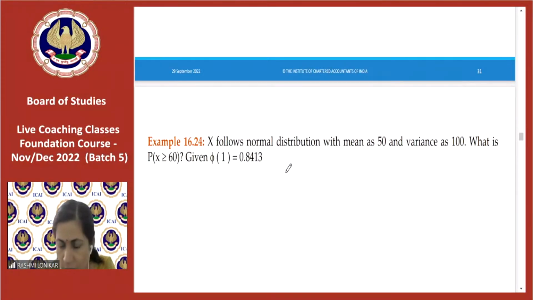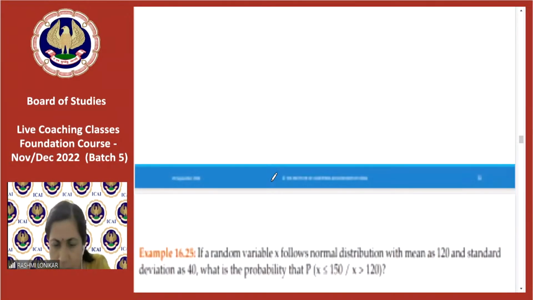Okay, so have you understood this? Sum 16.24. Yes, Vaishnav, you can do that also. Absolutely correct. Whichever way you are comfortable, you can do that.